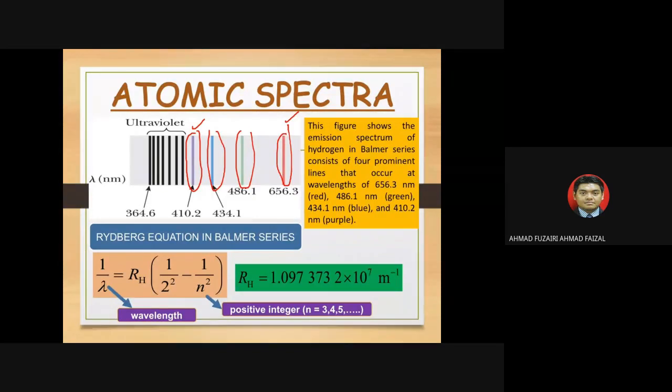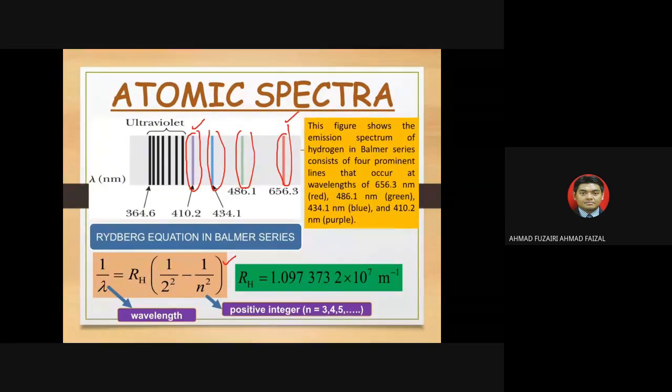In 1885, J.G. Balmer was able to show that the visible light of the hydrogen spectrum has wavelengths that follow the Rydberg equation, as shown in this equation. To calculate the wavelength of each spectral line, you may use this equation. The equation is given by 1 over lambda, where lambda is the wavelength of the light emitted by the hydrogen atom, equals R constant multiplied by 1 over 2 squared minus 1 over n squared.